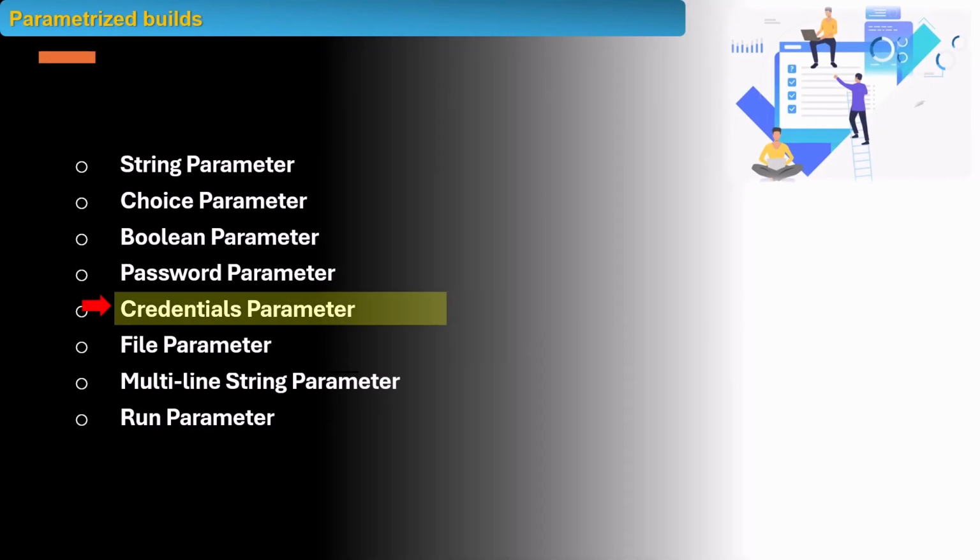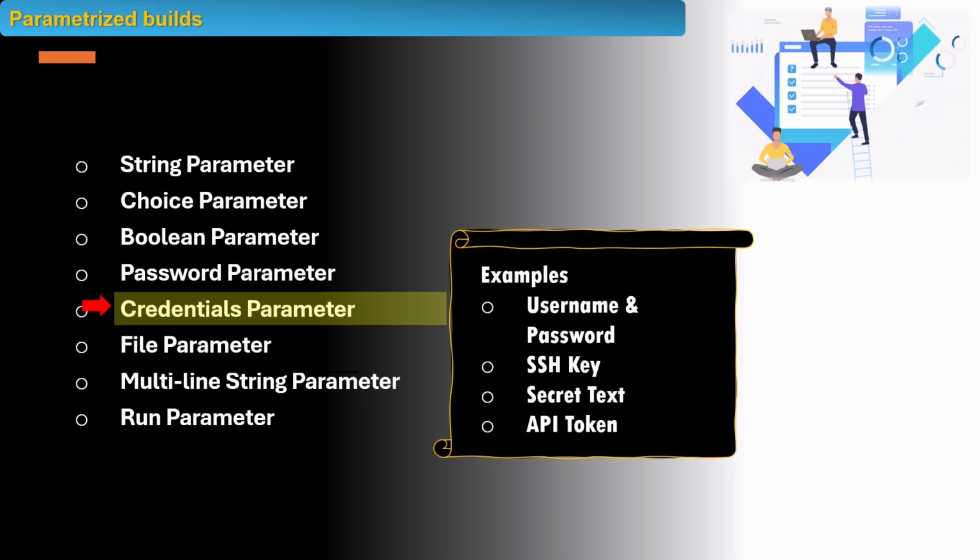So credentials parameter is one of the most important types used in real projects. Instead of asking the user to type the password every time, Jenkins allows credentials to be stored securely in its credentials store. When the pipeline starts, the user simply selects one of the stored credentials. These credentials may include a username and password, an SSH private key, an API token, or a secret text. This approach is much safer because passwords are never exposed inside the Jenkinsfile.